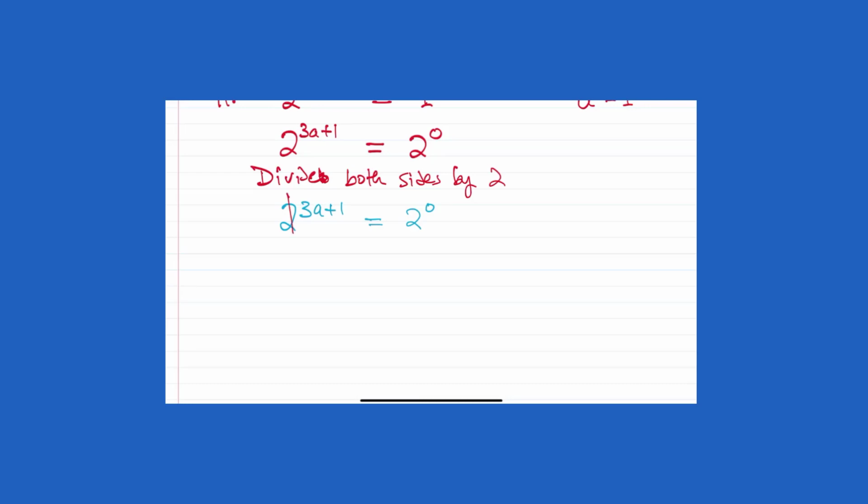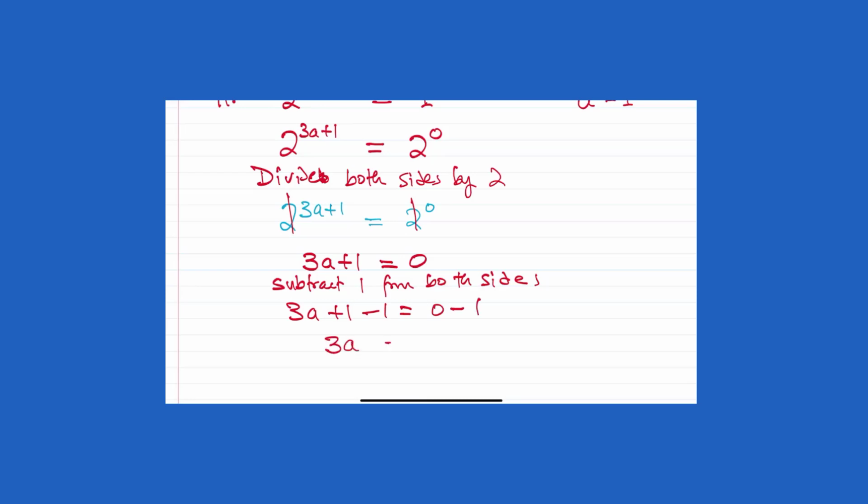So this will cancel out, and we are left with 3a plus 1 equals 0. For us to determine the value of variable a, we can subtract 1 from both sides. So that way we'll have 3a plus 1 minus 1 and 0 minus 1. So this will become 3a, because plus 1 minus 1 will be 0, and 0 minus 1 is minus 1.